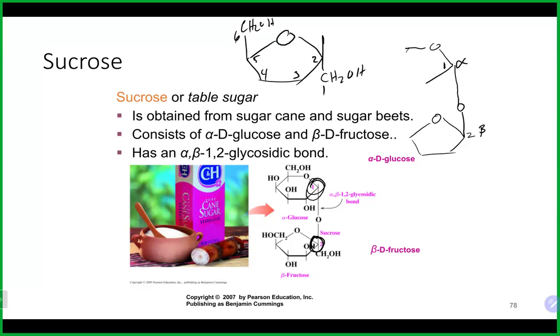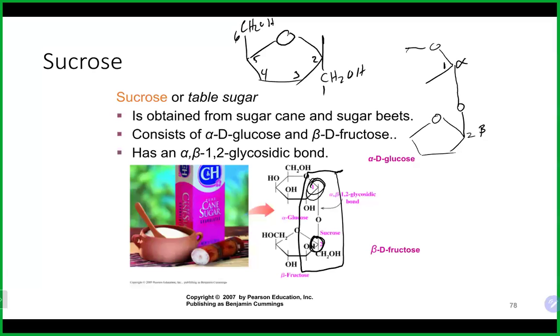This is also why, as I talked about before when we discussed reducing sugars, it is problematic for sucrose, because of where the connection is. It doesn't have the alpha or beta carbon free to do the oxidation that's necessary. That's what prevents it from being a reducing sugar, as opposed to the other ones, which do have that carbon open to help with the oxidation.